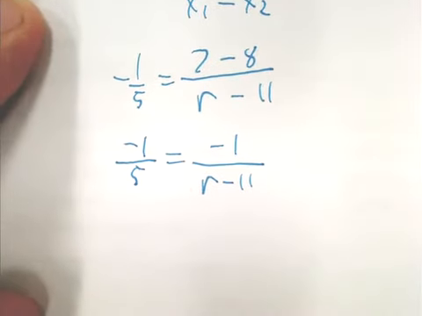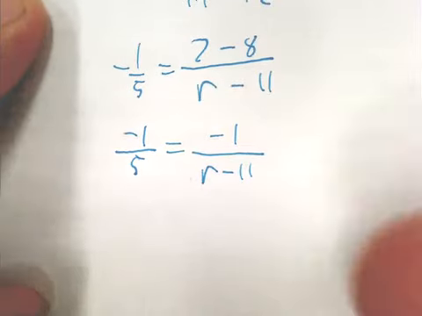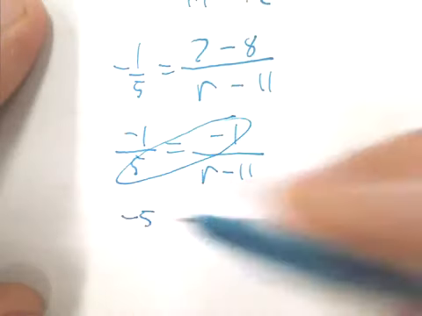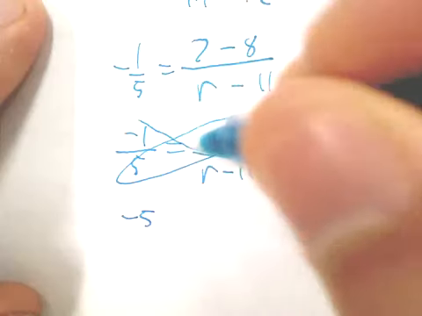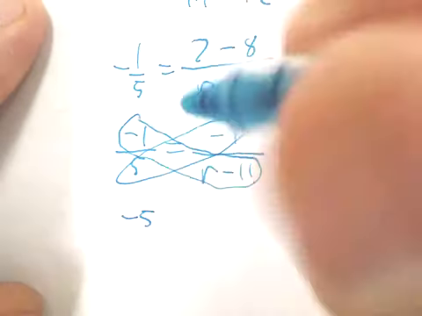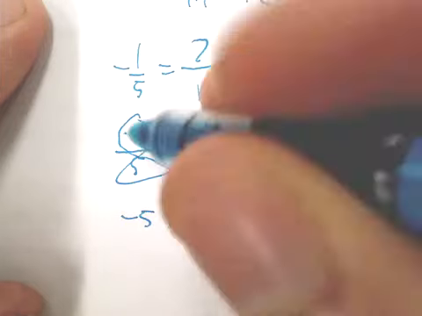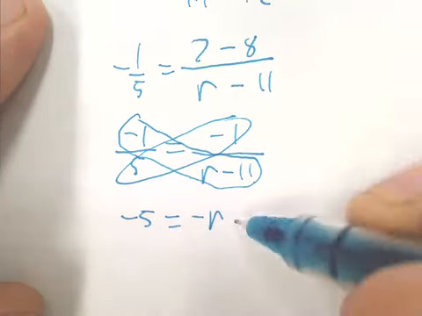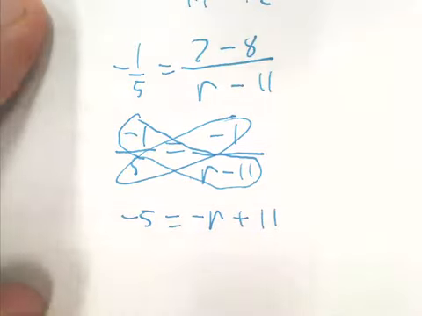And now that I have it like this, it's easier to cross multiply. So -1 times 5 is -5. -1 times r minus 11, well, that's going to be -r. -1 times r is -r. -1 times -11 is +11. Now I have an equation I can solve.